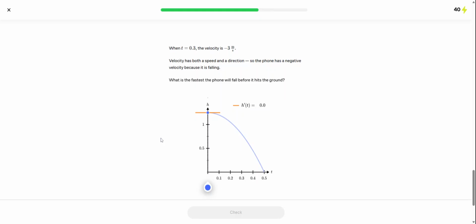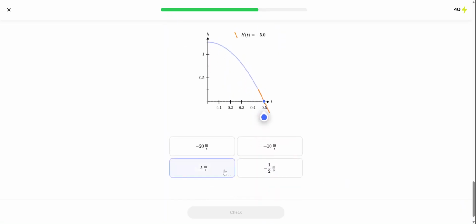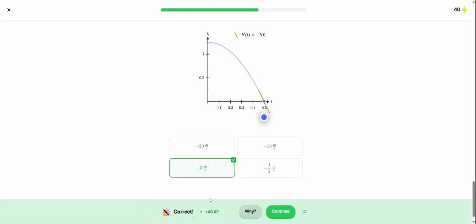When t equals 0.3, velocity is minus 3 meters per second. Velocity has both speed and direction, so the phone has a negative velocity because it is falling. What is the fastest the phone will fall before it hits the ground? So I think we need to drag to the steepest gradient, so let's check. Around minus 5.0, probably the fastest. Alright, the maximum gradient possible, right? Let's check. Yup, super correct. Why, for the reasoning?